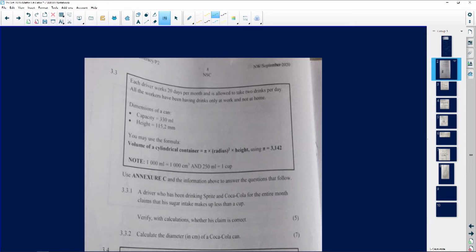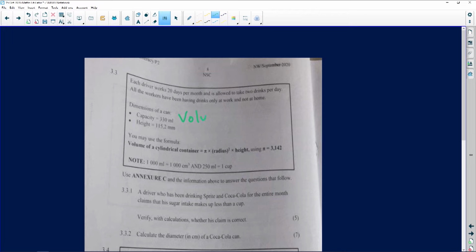And then it says the dimensions of a can, the capacity is 330 milliliters. The height is 115.2 millimeters. Okay? Capacity, anytime you hear the word capacity, just know it could easily be volume. So what we need to remember is that capacity is just another word for volume. Don't be scared when you see that.